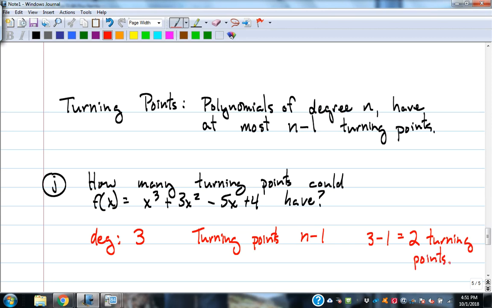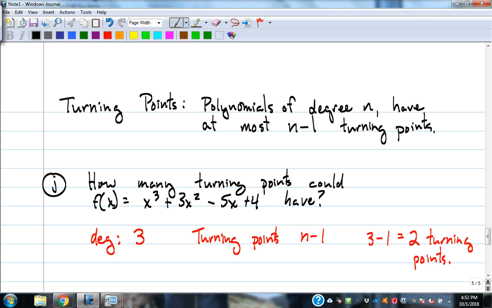It might only have 1 turning point, but it could have 2. Okay? That's what we're finding. That's always a question on the final exam. I've seen it almost every semester I've taught this, they've asked that simple question: how many turning points could this polynomial have? The degree minus 1 tells you how many turning points it could have. Doesn't tell you where they're at, but it just tells you how many it could have. Okay? All right.